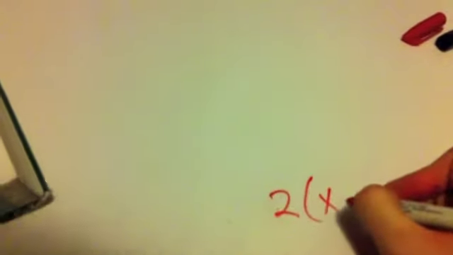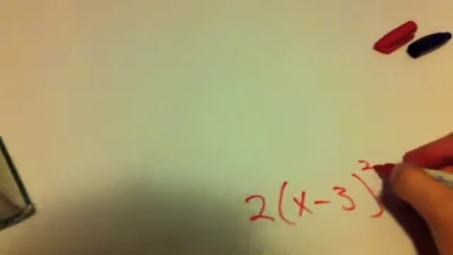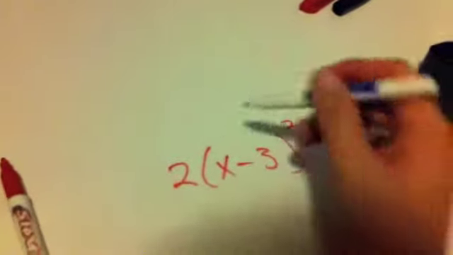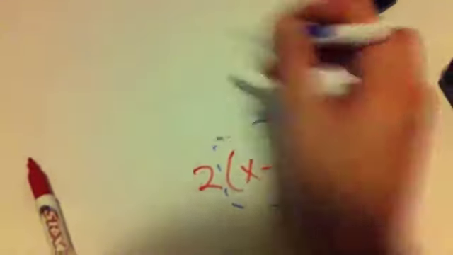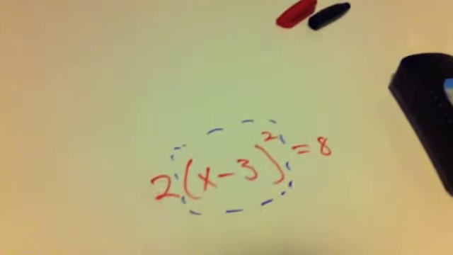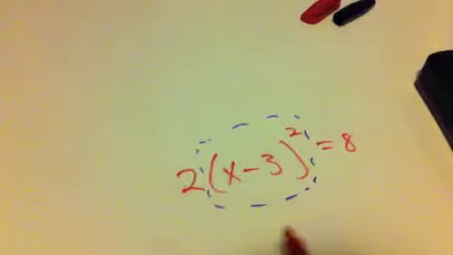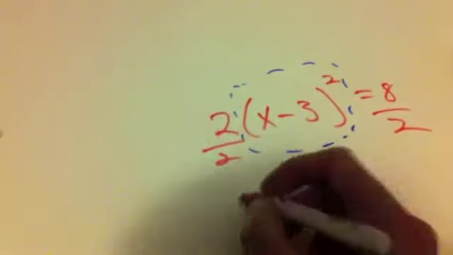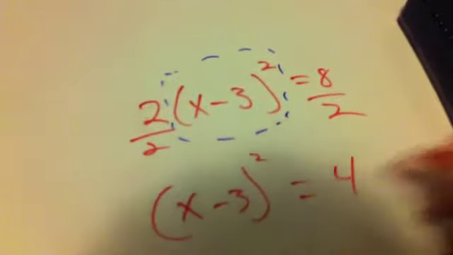I'm going to do one more example. We're going to do this one: 2 times the quantity x minus 3, squared, equals 8. And again, this is my operation being squared, so I have to get everything away from it. The only thing I need to get away from it is this 2. So I'm going to divide both sides by 2. I'm left with the quantity x minus 3, squared, equals 4.